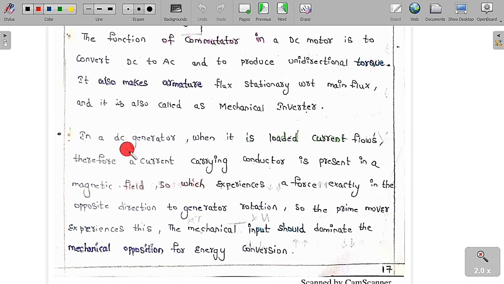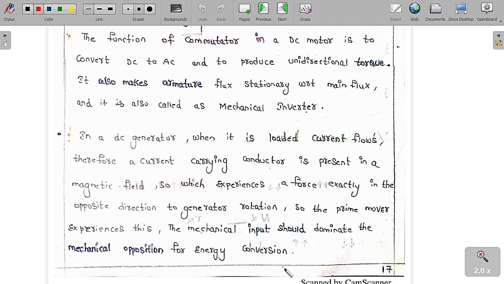So simply, in a DC generator, when it is loaded, current flows. Therefore, a current carrying conductor is placed in a magnetic field, which experiences a force exactly opposite to the direction of generator action. So the prime mover experiences this. The mechanical input should dominate the mechanical opposition for energy conversion. I have already told you this very important point. Whenever a DC generator is loaded, current is going to flow.